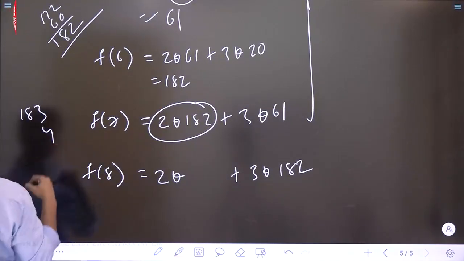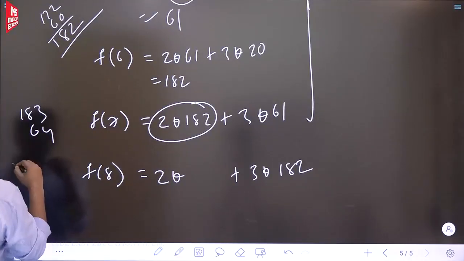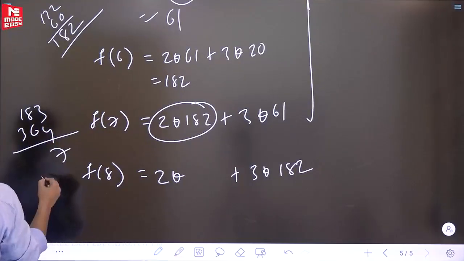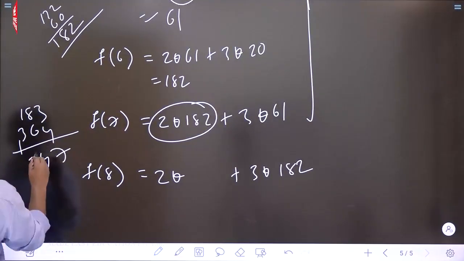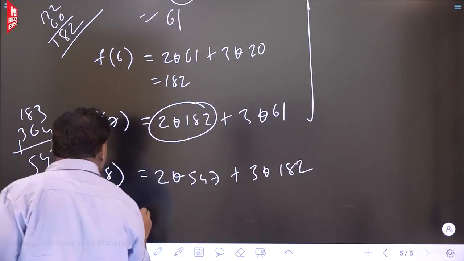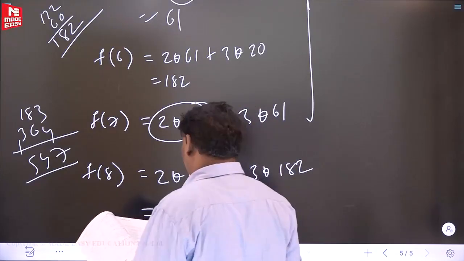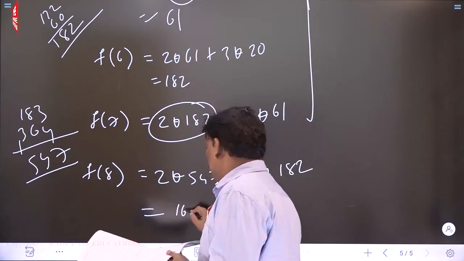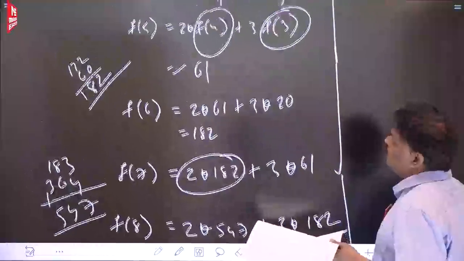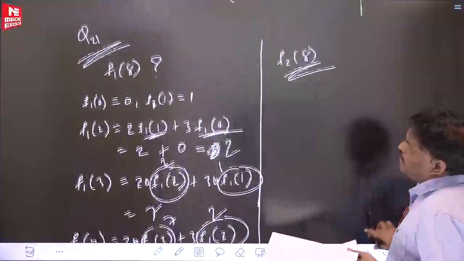2 twos are 4. 2 eights are 16. 2 ones are 2, plus 1, 3. 8 sixes are 14. Right? So this one, add all of them. If you add all of them, how much will come? It may be approximately 1640. Please verify yourself. So like this only. No need to draw the big tree also. Indirectly or directly, same meaning.